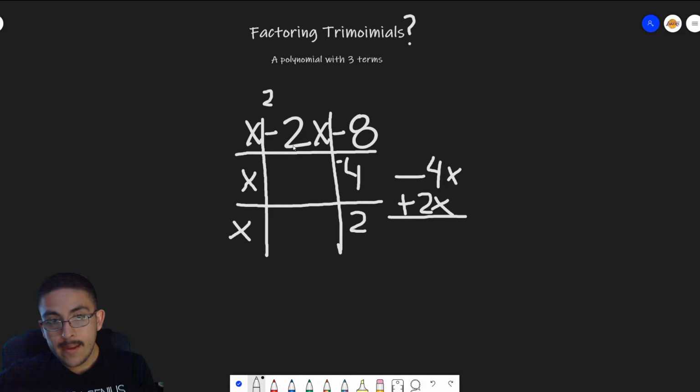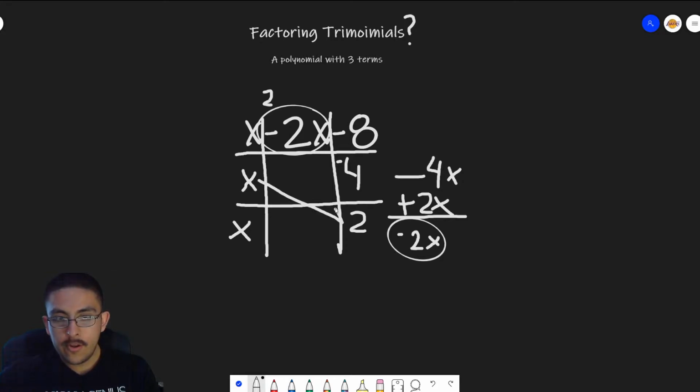Remember, they have to add to negative 2x and then multiply to negative 8. So let's add these. Minus 4 plus 2 is going to be minus 2. And let's not forget the x. So we're halfway done. They add up to negative 2x, but they have to multiply to negative 8. 4 times 2 is 8 with the minus, and then we're done.